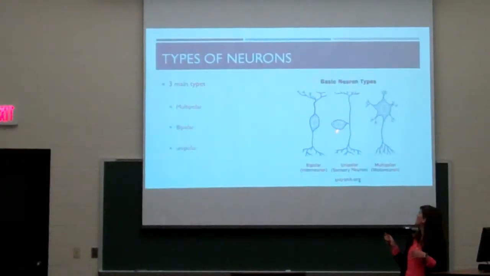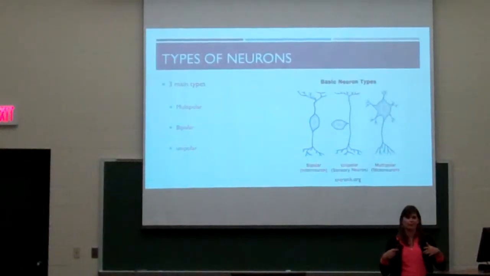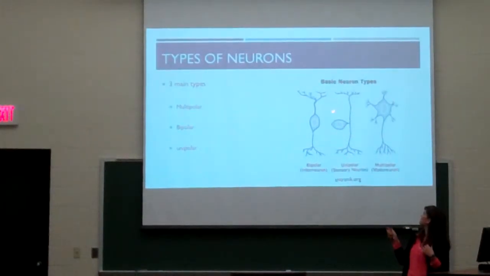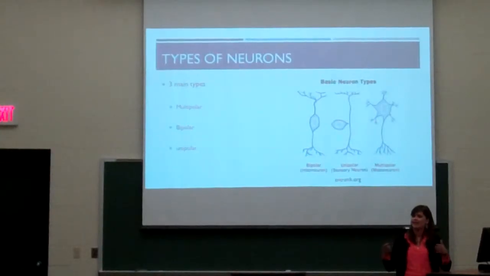And then finally, the unipolar neurons. That's mostly what we're going to be talking about today. They only have one dendrite, but it's split into this T-shape. And it takes sensory information and sends it to the central nervous system.